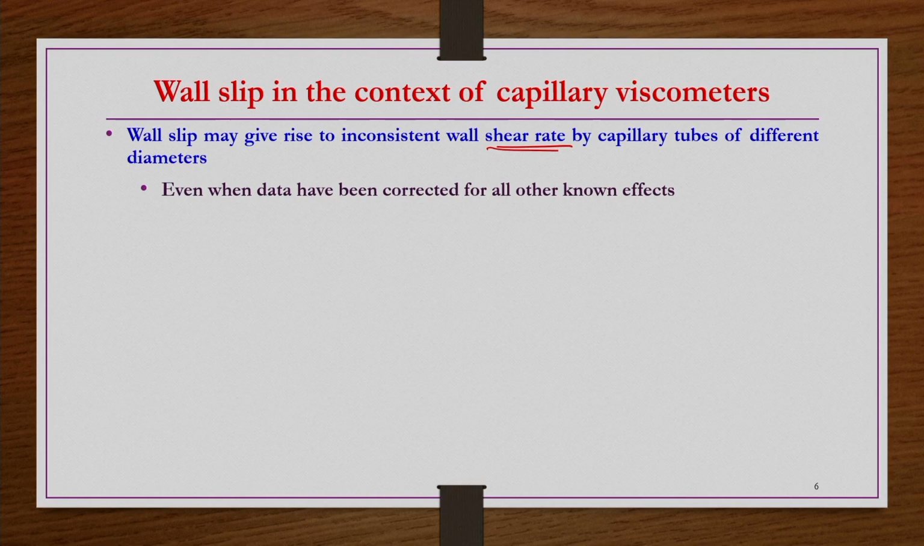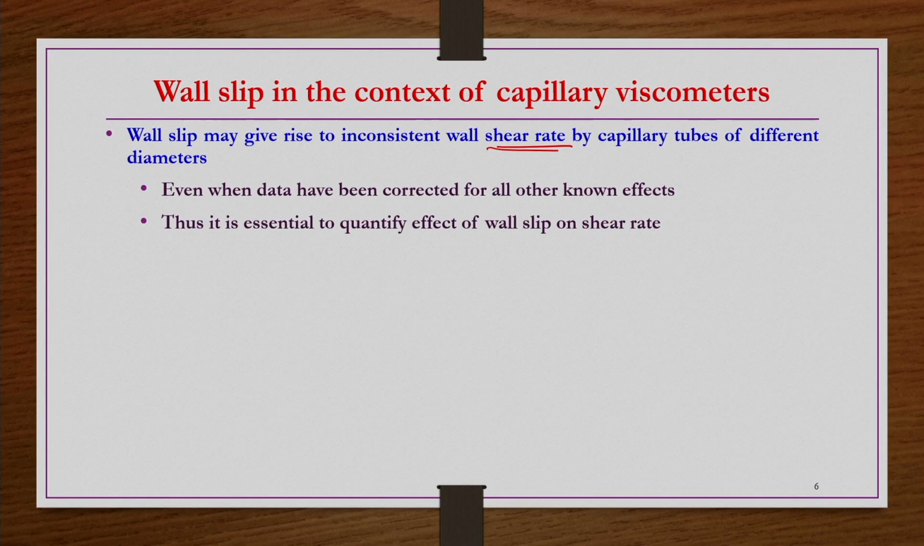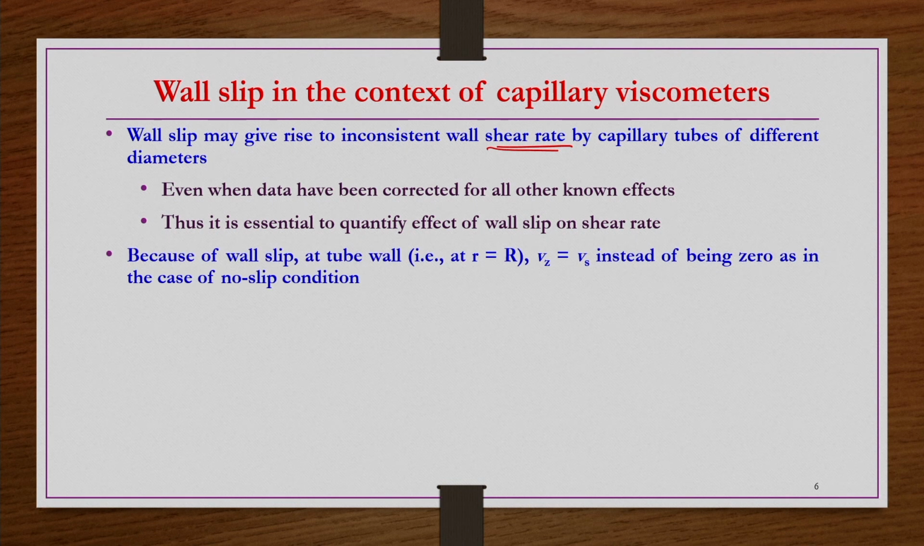This error may be there even when you incorporate corrections for all the rest of the errors, whatever many possible errors we have seen. You make amendments accordingly, so that all other errors have been taken care of. Despite that, if there is wall slippage, it is going to give inconsistent or inaccurate results for the rheological behavior of an unknown fluid. Okay. Thus, it is essential to quantify the effect of wall slip on shear rate, and that is what we are going to see now.